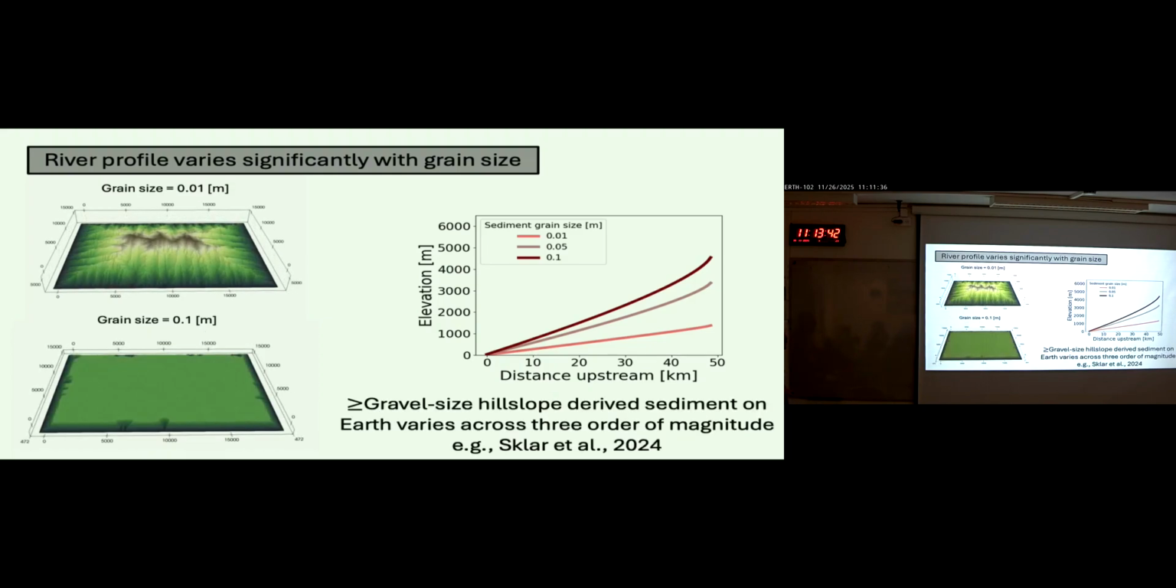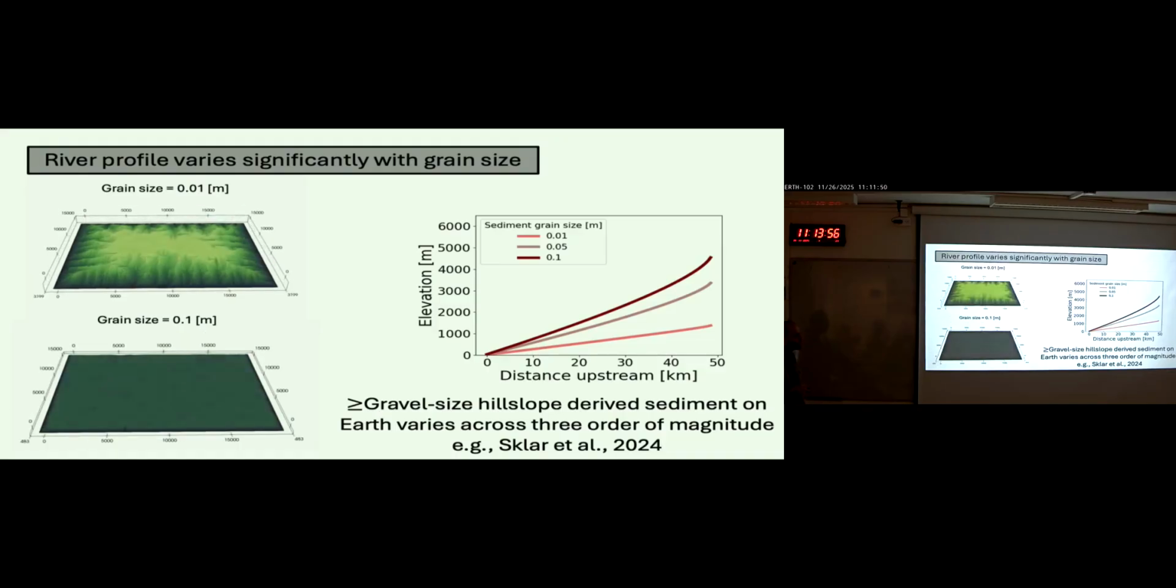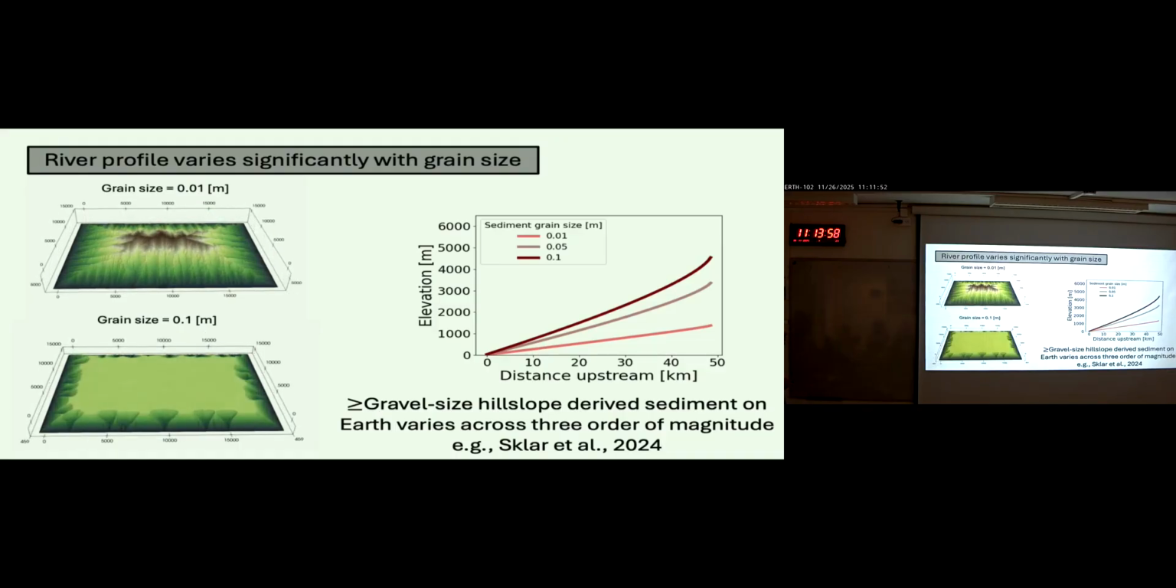This is a range based on measurements that I collected and also from the literature. And we know that on Earth, the range of sizes that hillsides produce to the fluvial system is actually much greater. It can range across 3 orders of magnitude. Although the sediment grain size is significant, it is rarely implemented explicitly in mathematical models.